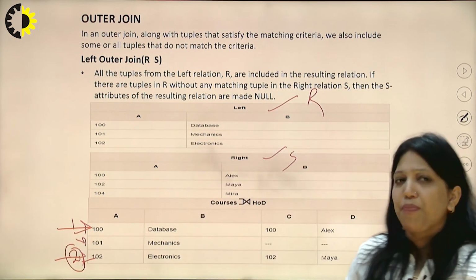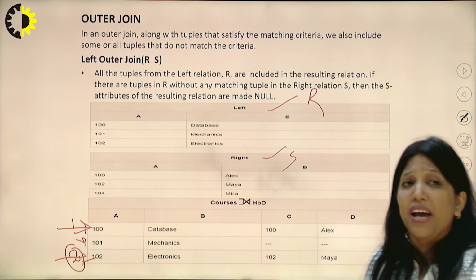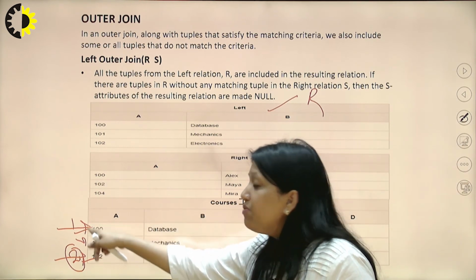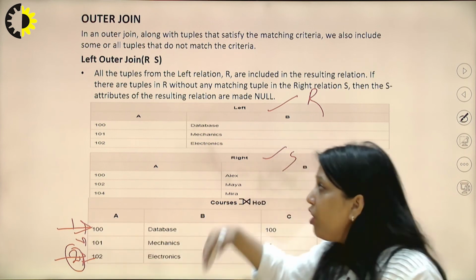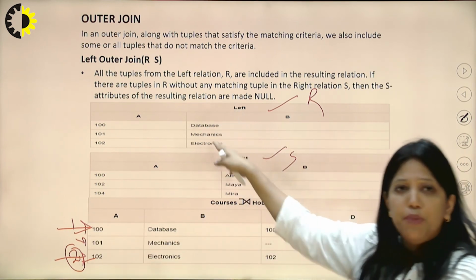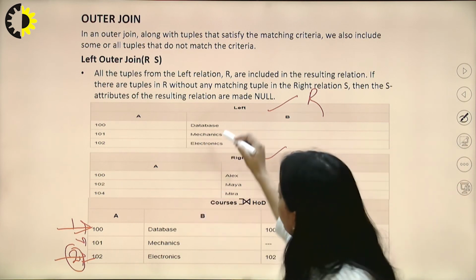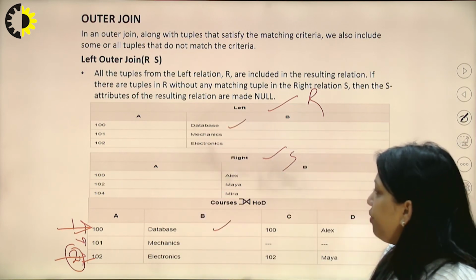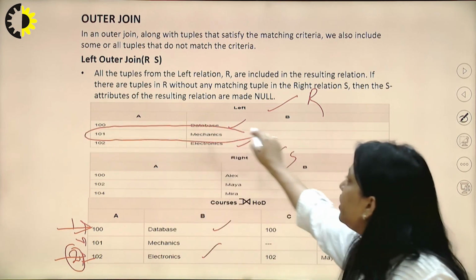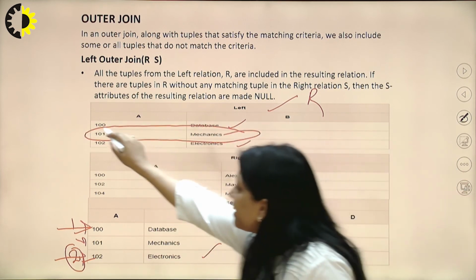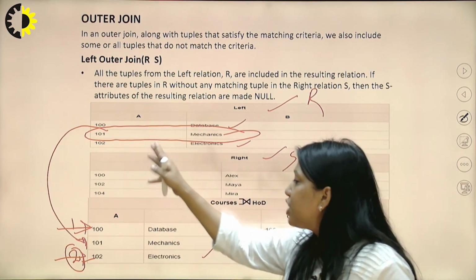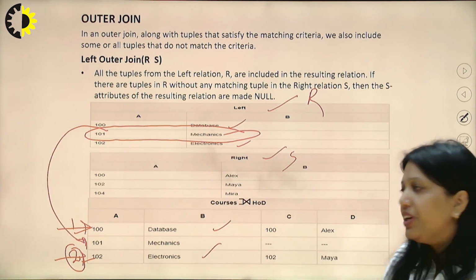But if we apply the left outer join, we will get these tuples 1 and 2, but we will also get the tuples that are left in the table R. So we will include that database, we will include that electronics, which would not otherwise be included in the output table. We include this tuple in the output relation also.